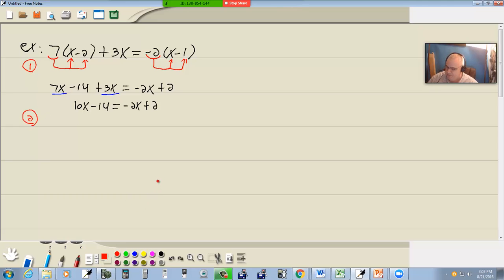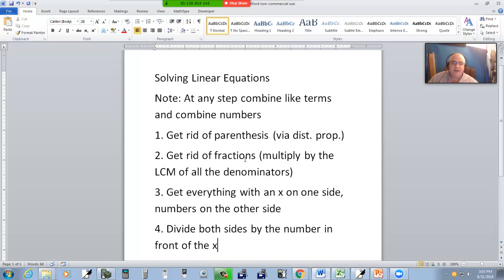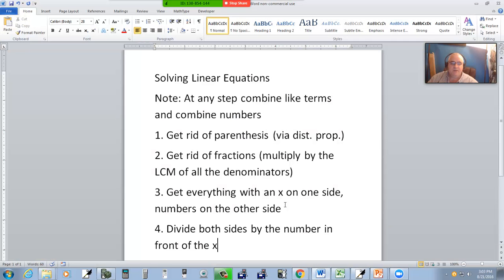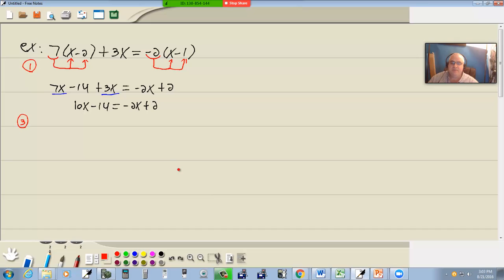Now, oops, I should have written that down. Step 2 says get rid of fractions. We don't have any fractions. Step 3, get everything with an x on one side, numbers on the other side. So I'm going to take this negative 2x and move it to the left side, and I'll take this negative 14 and move it to the right side. Anytime you move anything across the equals, your sign changes. So the negative 2x becomes a positive 2x. The negative 14 becomes a positive 14.